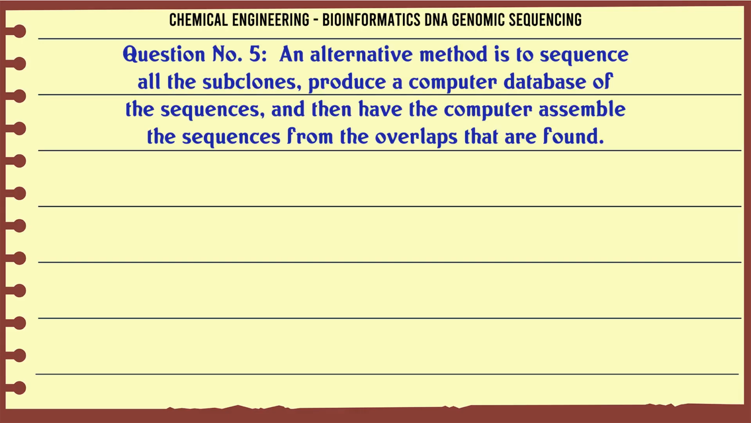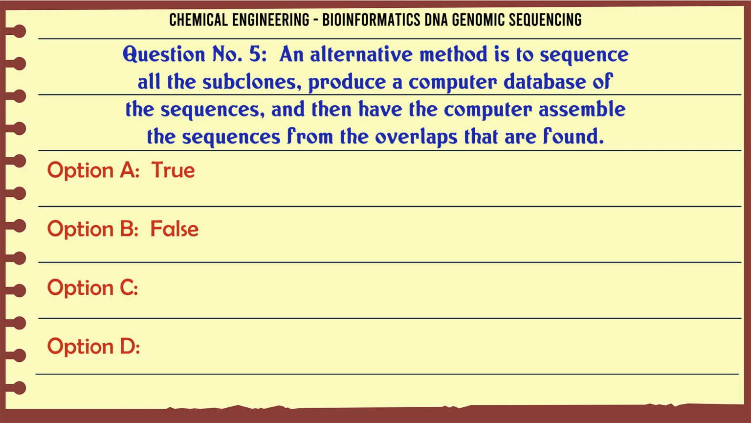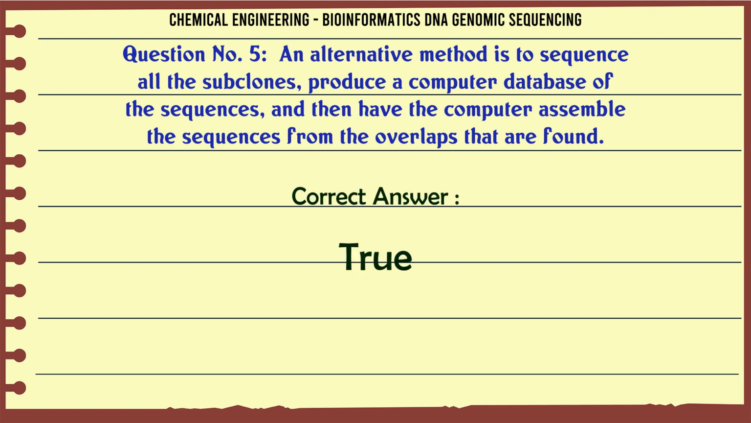An alternative method is to sequence all the subclones, produce a computer database of the sequences, and then have the computer assemble the sequences from the overlaps that are found. A. True, B. False. The correct answer is true.